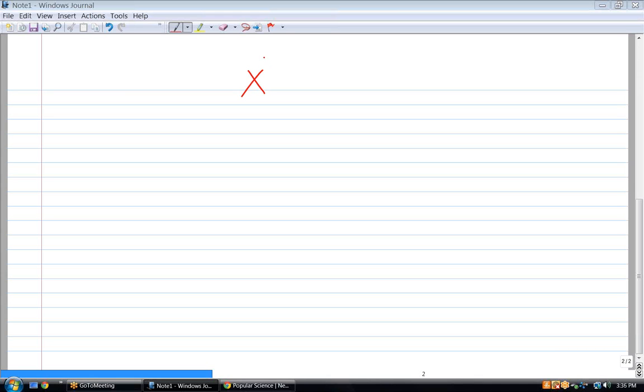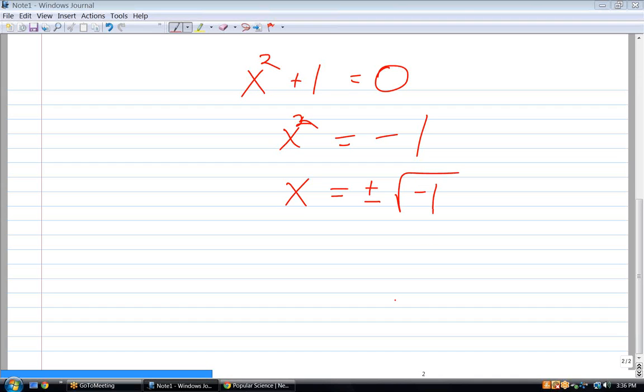In other words, if I try to solve the following problem, help me solve this. So you would take a 1 on the other side, subtract a 1, and then you take the square root of that. So you get x is equal to i. Actually, x is equal to plus or minus i, the square root of 1, which is plus or minus i.